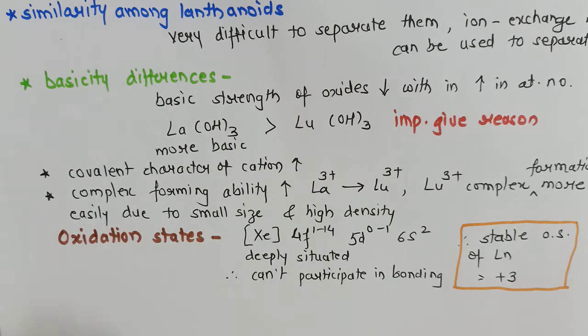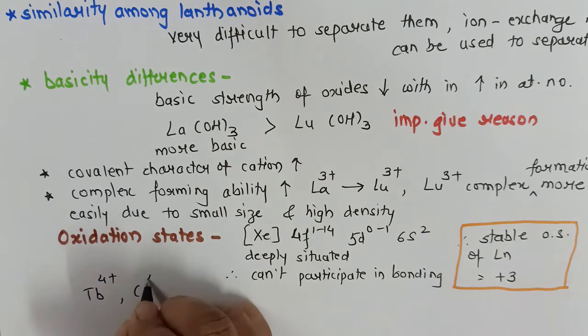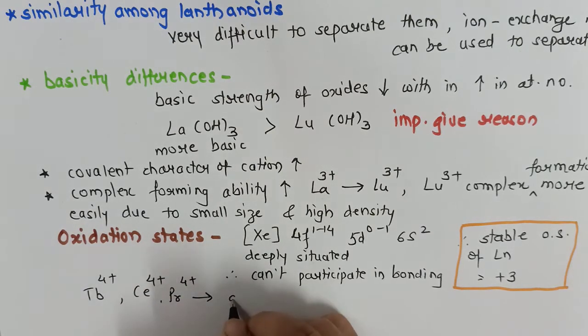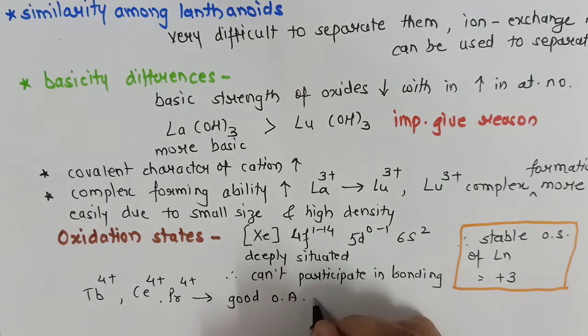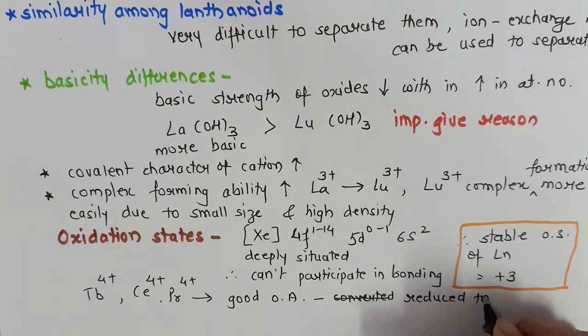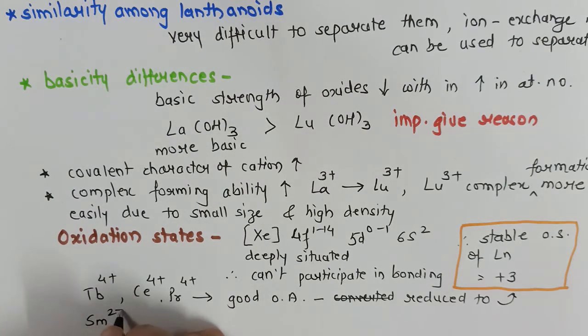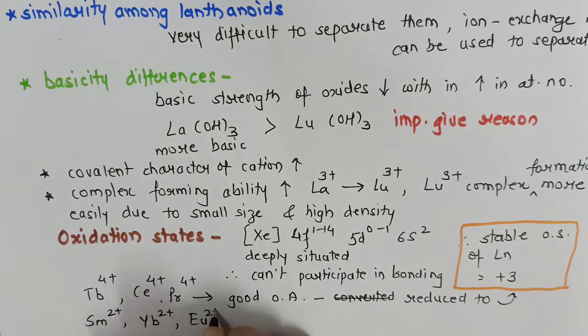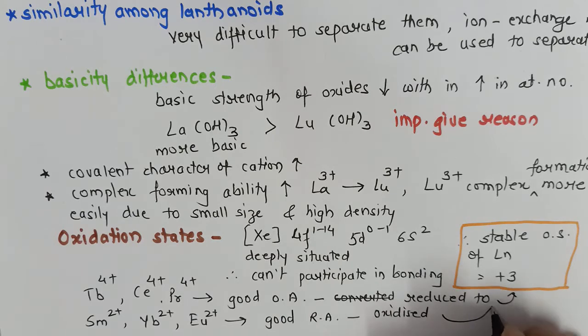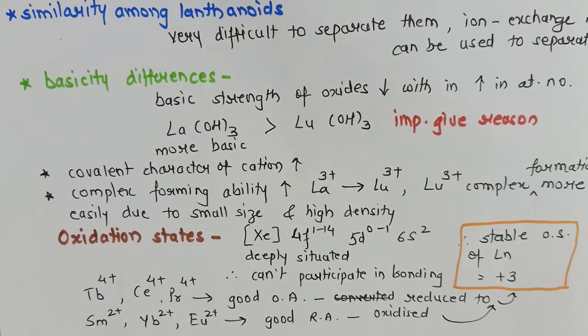But there are certain exceptions also, like terbium sometimes shows 4+, cerium exists in 4+, as well as praseodymium, and therefore they act as good oxidizing agents. Why? Because they get reduced to their stable +3 oxidation state. Similarly, if we look at the other elements like samarium 2+, ytterbium 2+, and europium 2+, they will act as good reducing agents. Why? Because they will get oxidized to their stable +3 oxidation state. Now this stability comes because of half-filled or fully filled f orbital. We can also say half-filled, fully filled, or vacant f orbital.